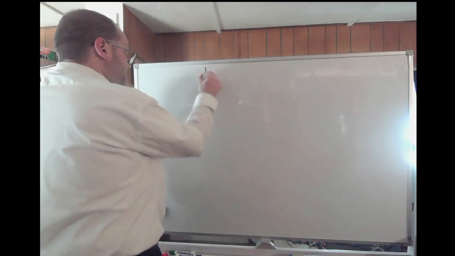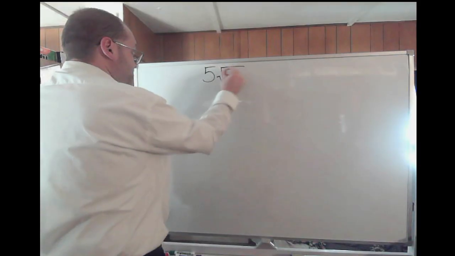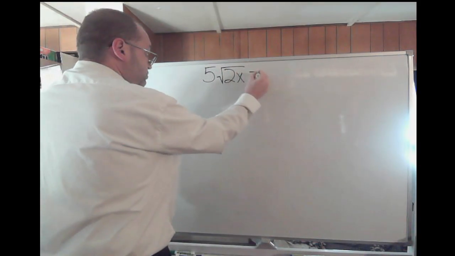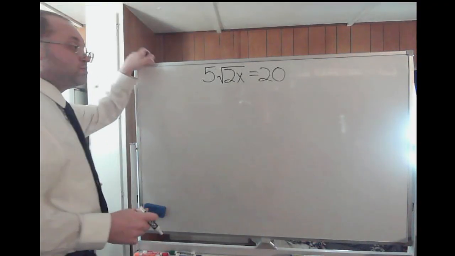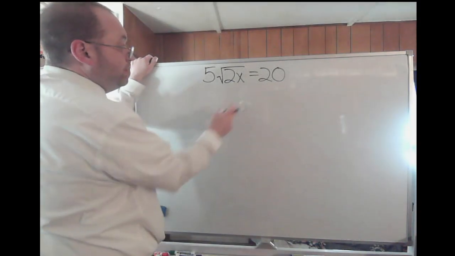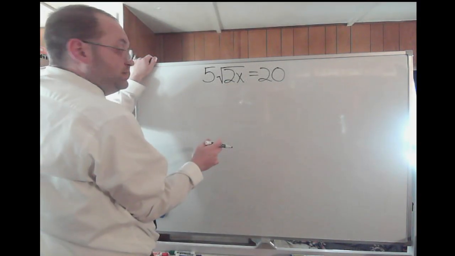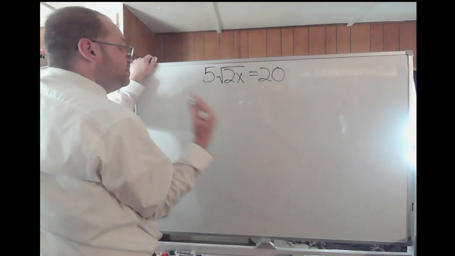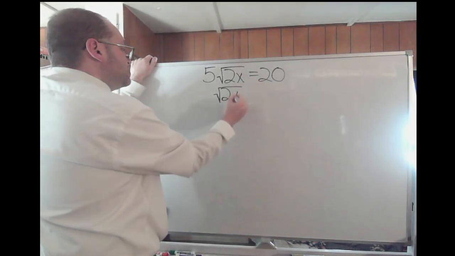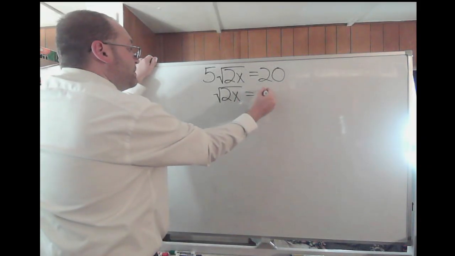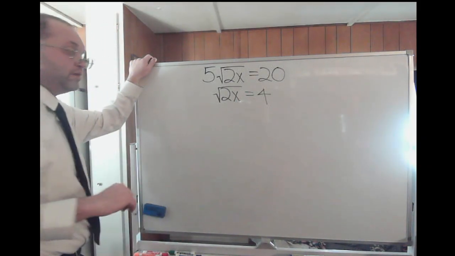Let's see, we have 5 times the square root of 2x equal to 20. So we've been given 5 times the square root of 2x equals 20. Well, we want to get that square root of 2x by itself, right? So divide both sides by 5. If you do that, you'll just get the square root of 2x is equal to 4, which is now much better to work with.